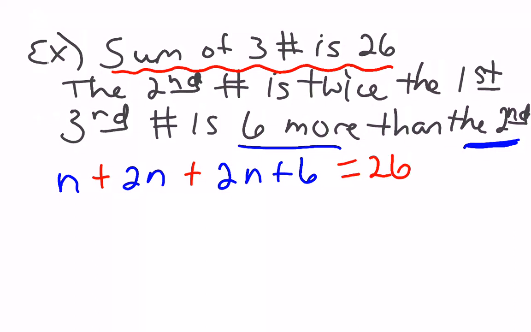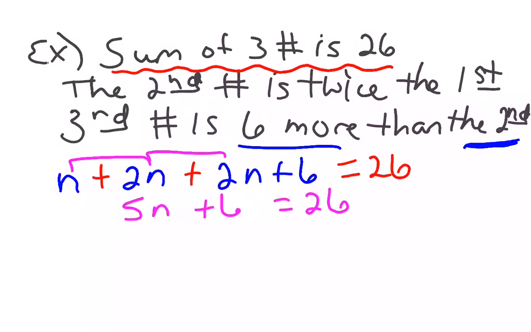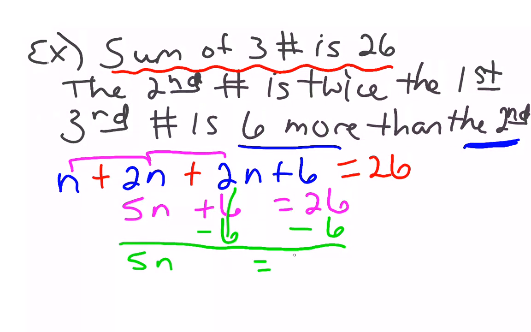So now it's about solving. So let's combine like terms. So these three are alike. N plus 2n plus 2n is 5n. We still have the plus 6 equals 26. And now we want to get n by itself. So first we need to subtract 6 from both sides. 6 minus 6 is 0. 26 minus 6 is 20. Then we want to divide both sides by 5. So n is 4.